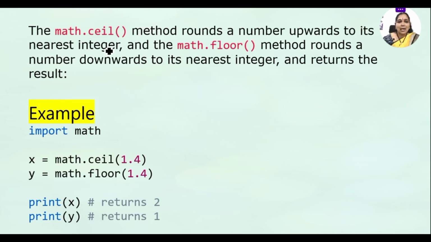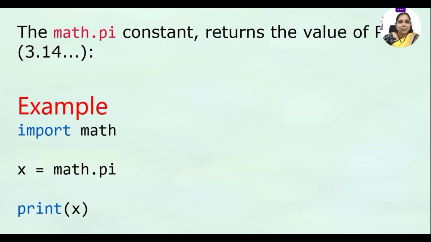Like this, we can use the mathematical functions by importing the module, that is math. Next are math ceil and math floor. Math ceil and math floor give rounded values nearest to an integer. Suppose you take math.ceil of 1.4, it returns 2 because it rounds up. If it is math floor, it returns only 1. That is not the rounded value, but the nearest integer downwards.